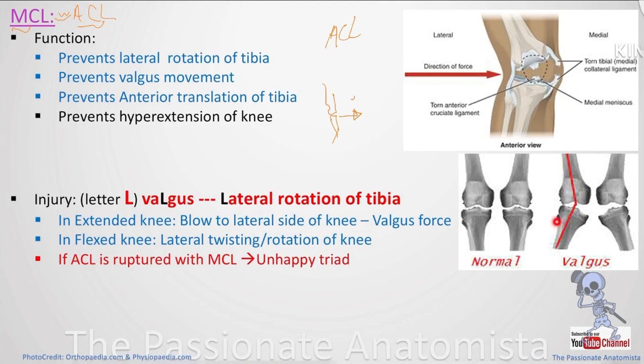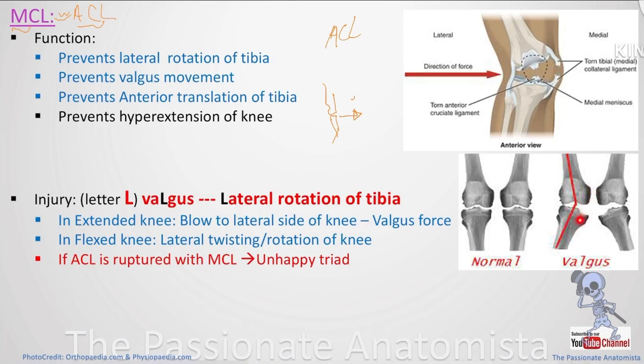Okay. Now, how will you cause injury? If you do what the ligament is going to prevent, you will cause the injury. What do I mean? If you apply a valgus force and lateral rotation of the tibia, because this ligament is trying to keep them together, and you stress the ligament and overstretch it, you are going to injure it. So remember, if you do a movement that stresses the ligament and overstretches it, you are going to cause the injury.